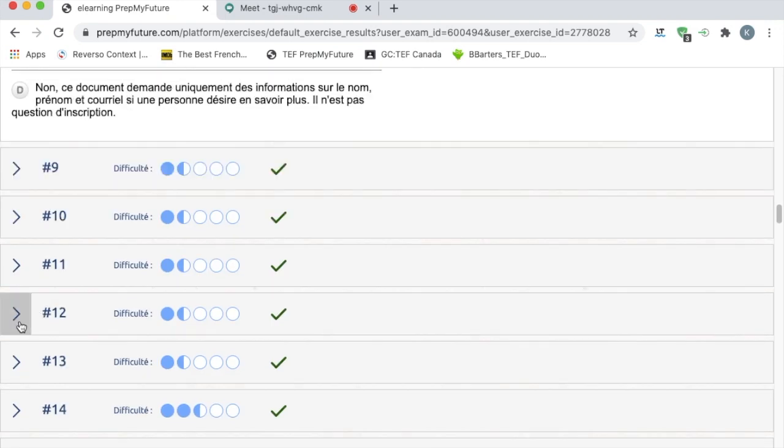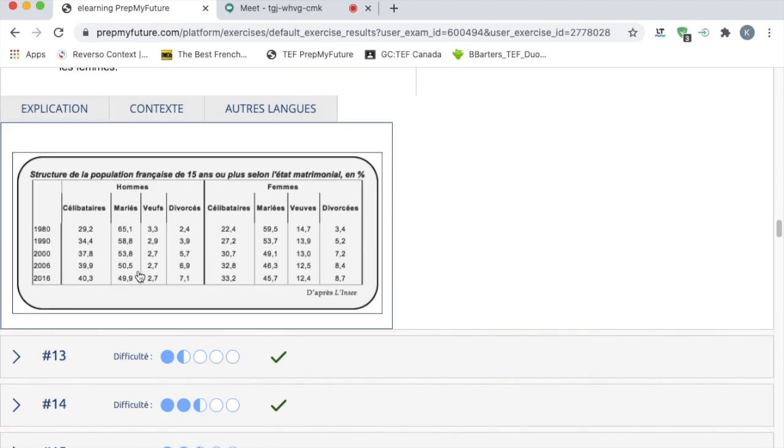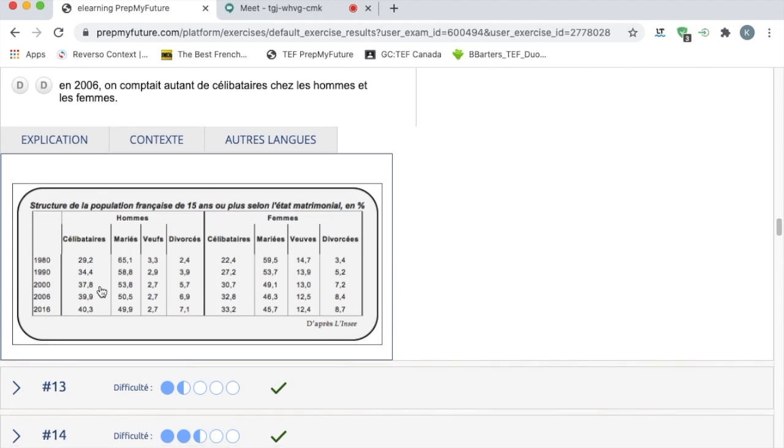Then if I go a little downstairs, there will be a statistical table like this. It looks like single people, married people, divorced people, male and female during the year 80, 90, 2000, whatever. Again, they'll ask you very simple questions, like in which year or in which decade there were more married people than divorced people.